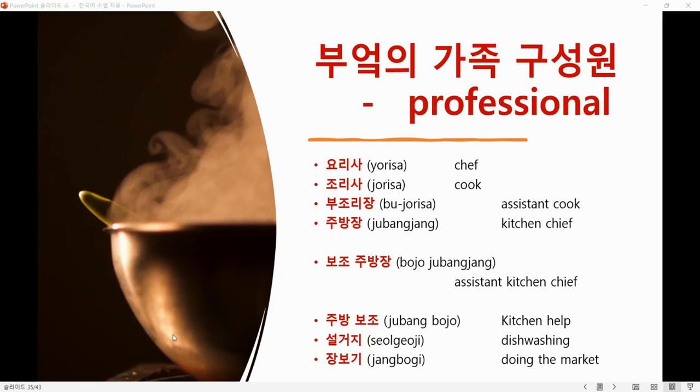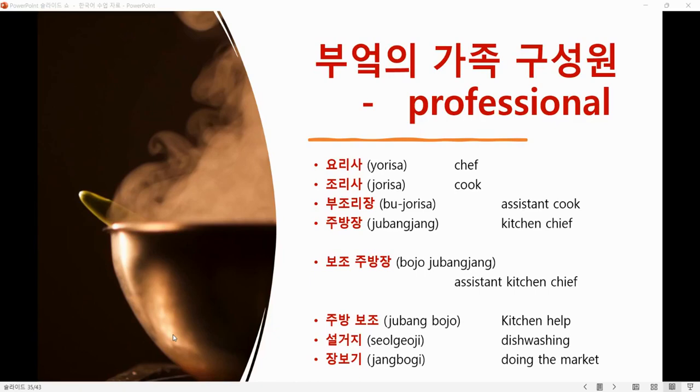Now the one assisting the kitchen chef is called 보조 주방장. We have studied 부조리장, the assistant cook. 부 means assistant. Now 보조 also means assistant. 보조 주방장 means assistant kitchen chef. 주방장 is a chef. 보조 is assistant.